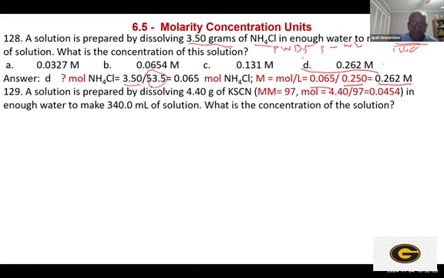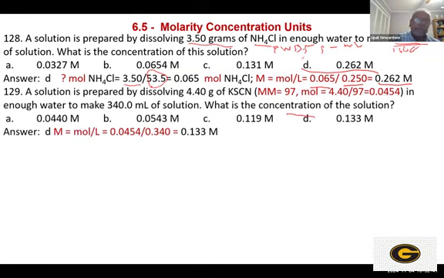So we can do molarity calculation. This is the example. I'm not going to go here. You find the number of moles, find the liters of the solution, and calculate moles divided by liters, molarity.